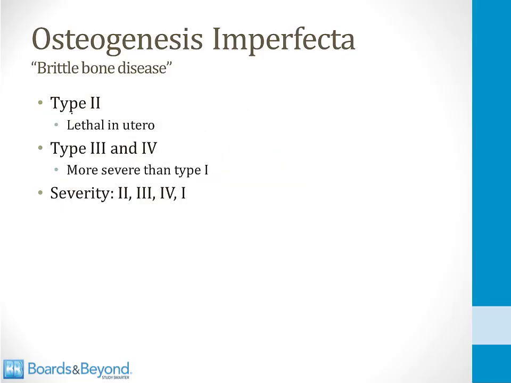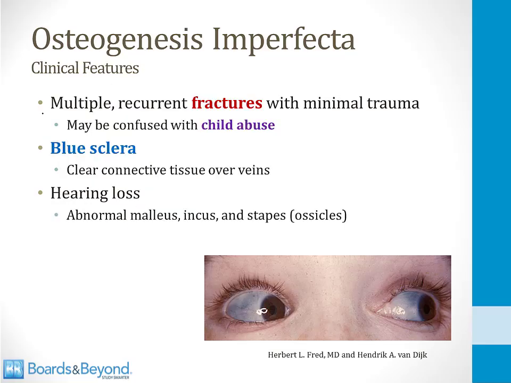The other forms are much less common. The type 2 form is lethal in utero. Types 3 and 4 are more severe than type 1, and thus there is a range of severity, with type 2 being the most severe, type 1 being the least severe, and type 3 and 4 being in the middle. Let's talk about the clinical features of osteogenesis imperfecta.